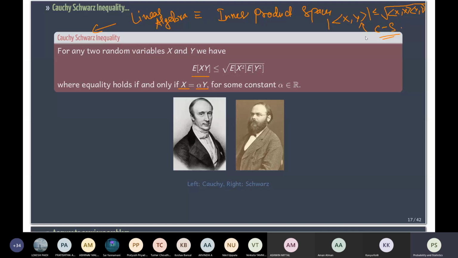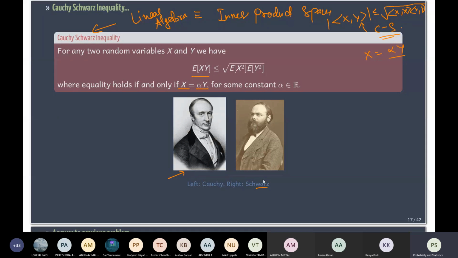In the vector space case, it was the same thing. The equality holds when x is a scalar multiple of y. The results are very similar. On the left is Cauchy, the very well-renowned French mathematician, and then you have Schwarz. There are two Schwarz actually, one with a T and one with just a Z. This guy is also French actually, Hermann Schwarz. So this is named after these guys.